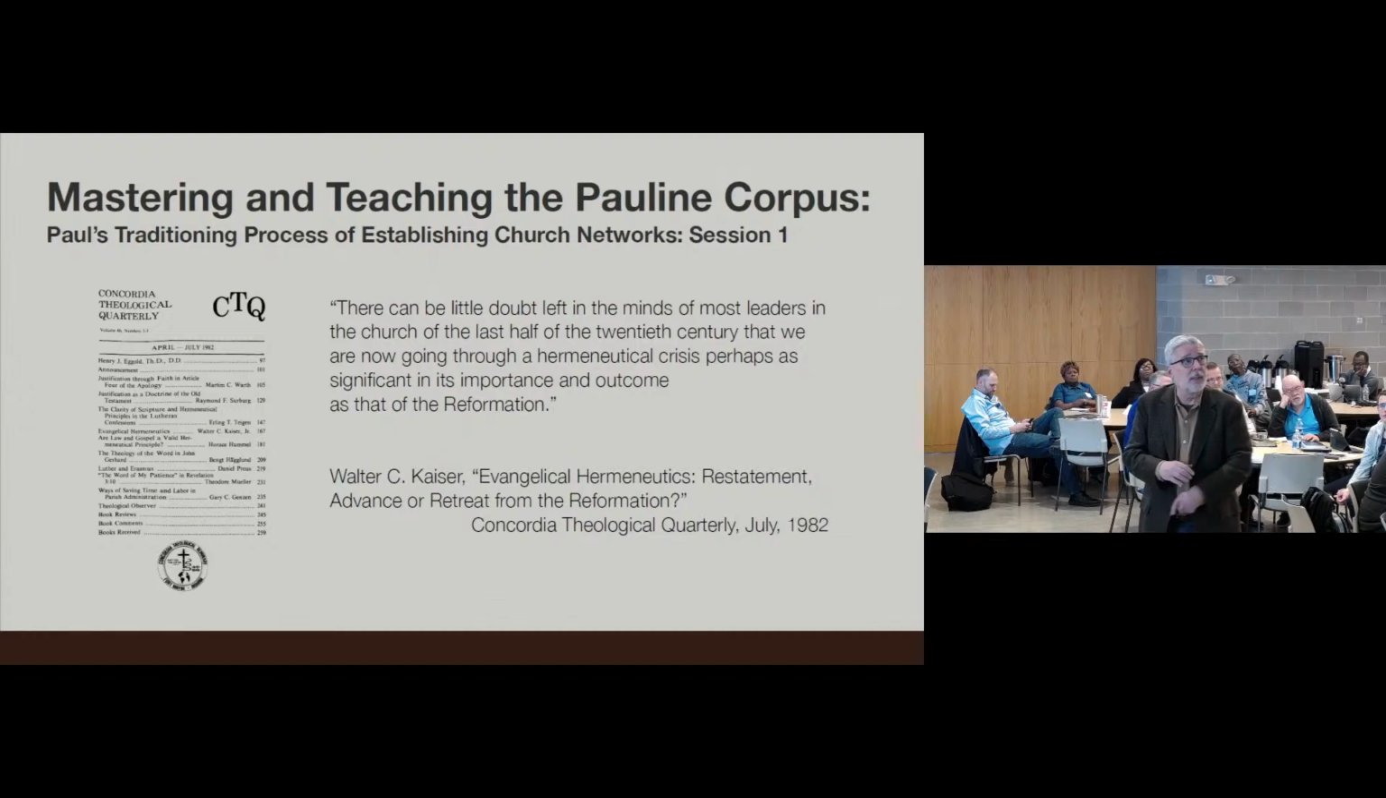Look what Kaiser says. "There is little doubt left in the minds of most leaders in the church of the last half of the 20th century that we are going through a hermeneutical crisis, perhaps as significant in its importance and outcome as that of the Reformation." So what he's saying is hermeneutics is in crisis. We've gone the wrong direction.